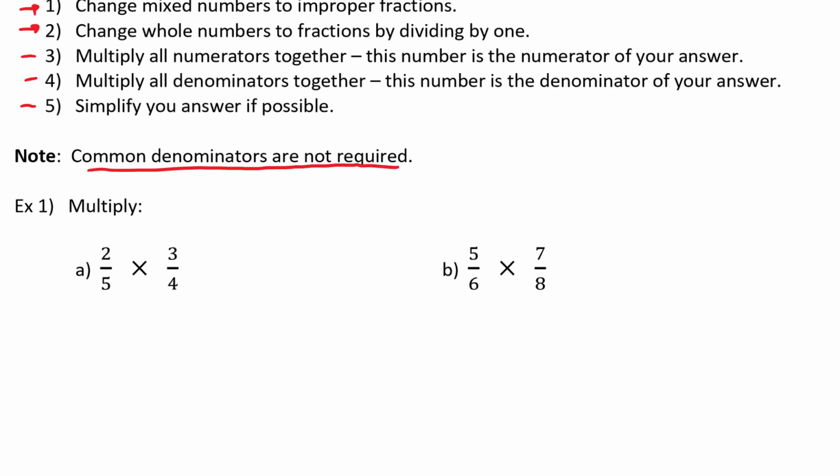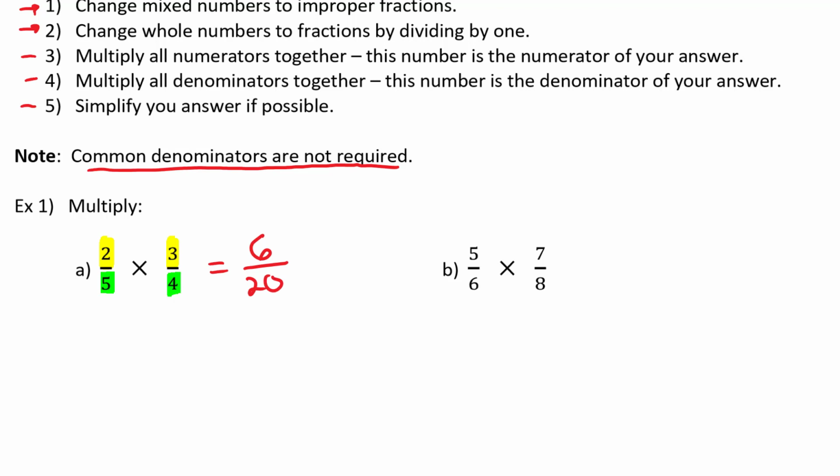Here we have 2 over 5 multiplied by 3 over 4. First of all, if we had mixed numbers, we'd have to change them to improper fractions. They are not improper fractions, they are proper fractions. Next, we would have to change any whole numbers into fractions by dividing them by 1. But again, they are all proper fractions. Now we multiply the numerators together, and we get an answer. 2 times 3 is 6. Then we multiply the denominators together, and here we get 5 times 4 is 20.